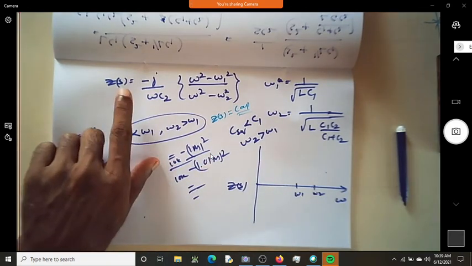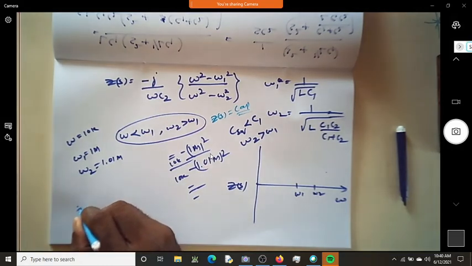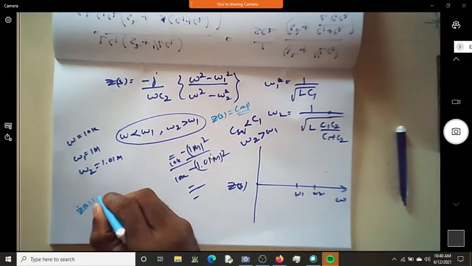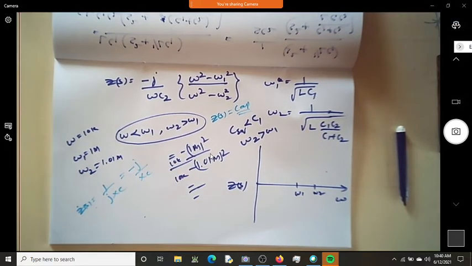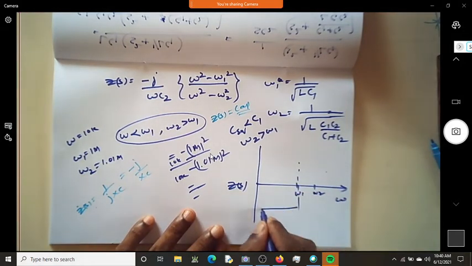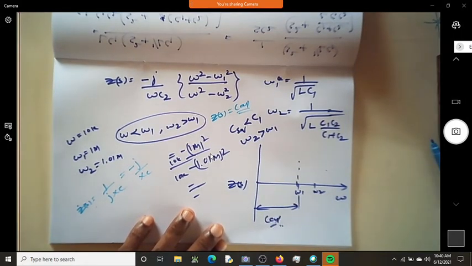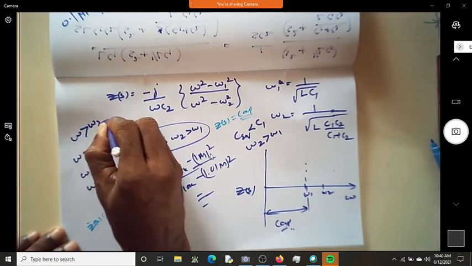Yes, sir. See, this is minus j. When you have minus j, it is a capacitance, no? How do you write the impedance of a capacitance in terms of reactance? Is it not 1 over j Xc? Is it not minus j by Xc? Can you see there is a minus? So, for frequencies less than this, this is capacitive in nature. Correct? Yes, sir. Let us consider frequency omega, which is greater than omega 2.